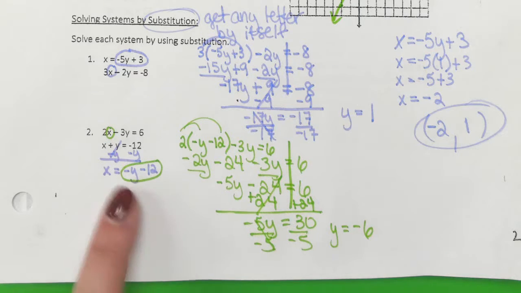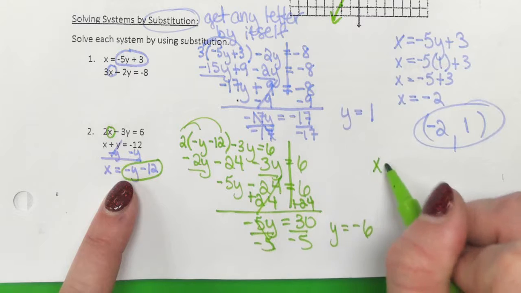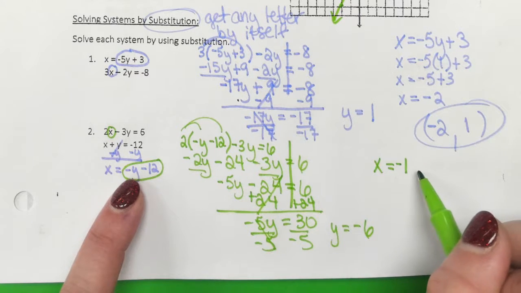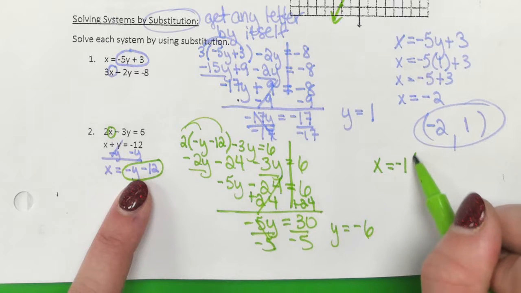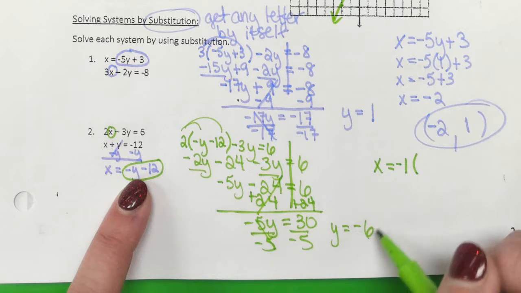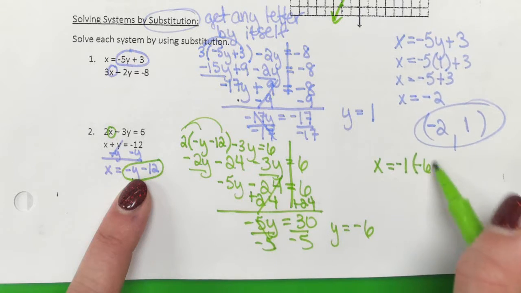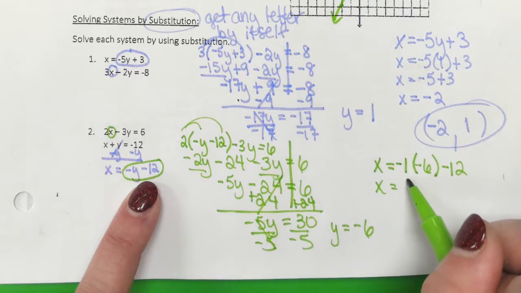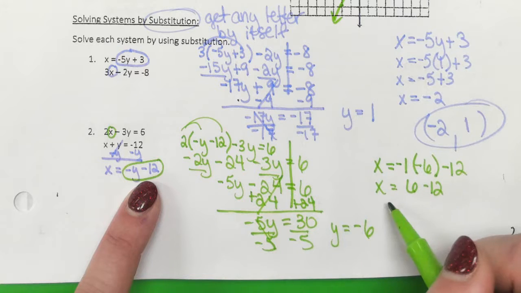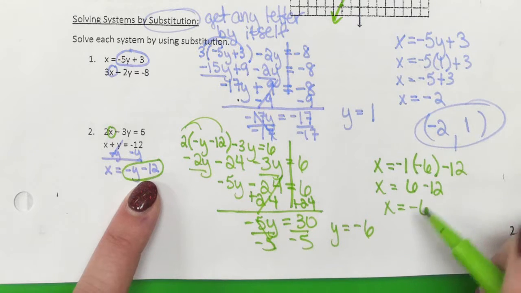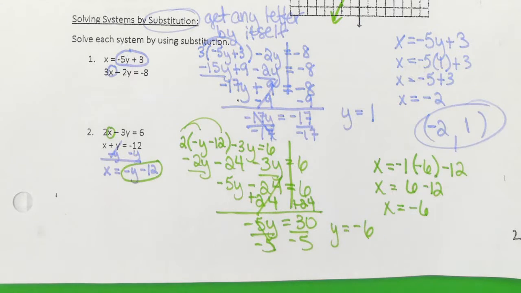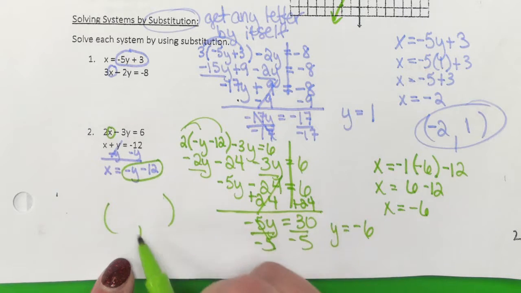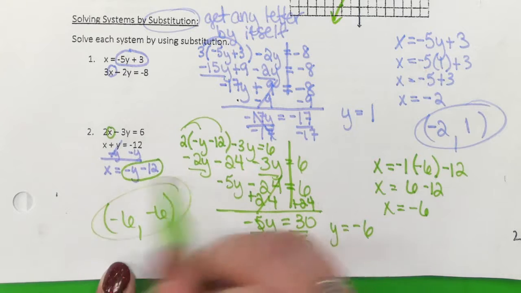Okay, you want to plug into that one? So I have x equals, but that negative means it's a negative 1, then times y, which was negative 6, and then minus 12. So that's positive 6 minus 12, which is negative 6. All right, and your answer is the ordered pair. What's the ordered pair? Negative 6 and negative 6.